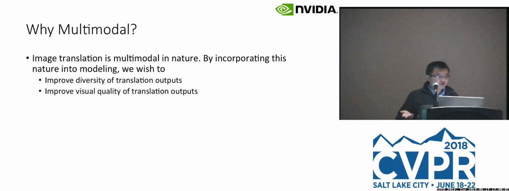And so why do we want to do multimodal? I would argue that image translation is multimodal in nature. For an input day image, there are many different nighttime images that can correspond to it. So we hope that by incorporating this nature into our modeling, we can improve two things: one is the diversity of the output, the other is the visual quality of the output.